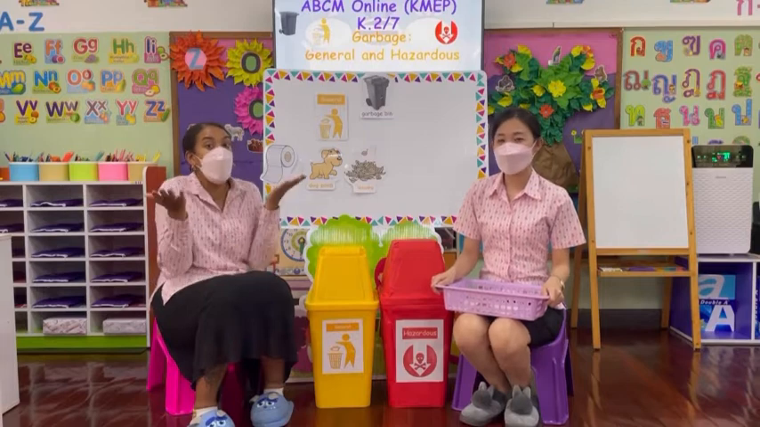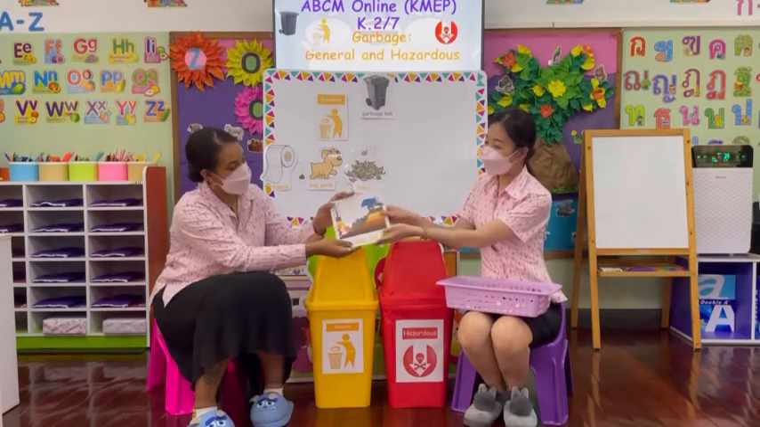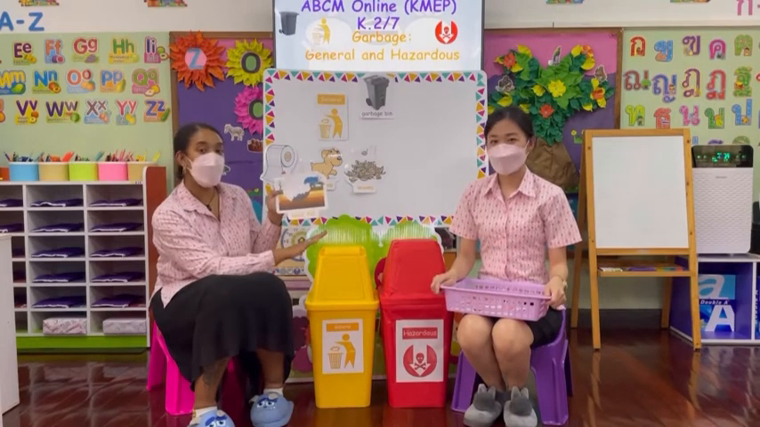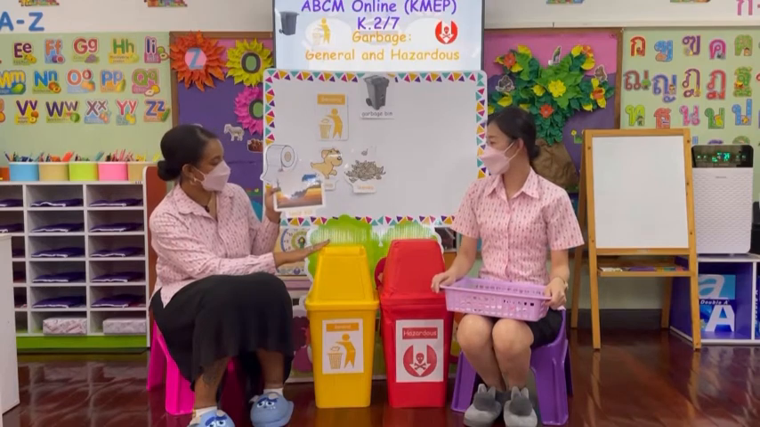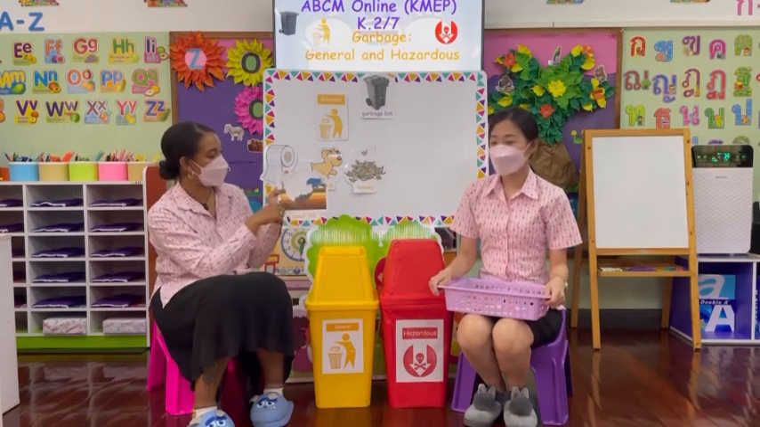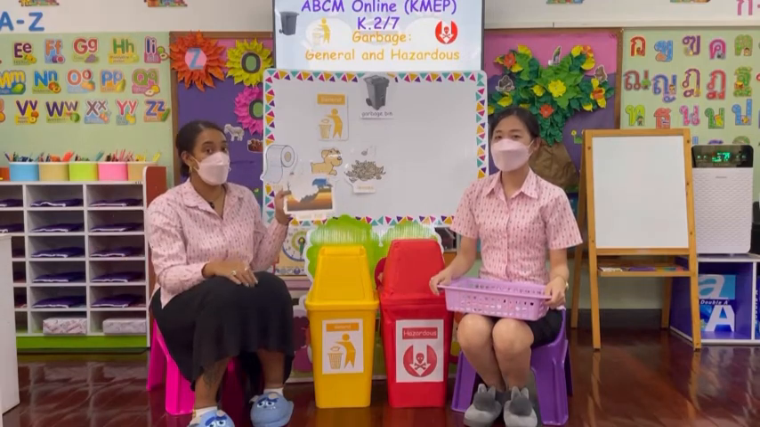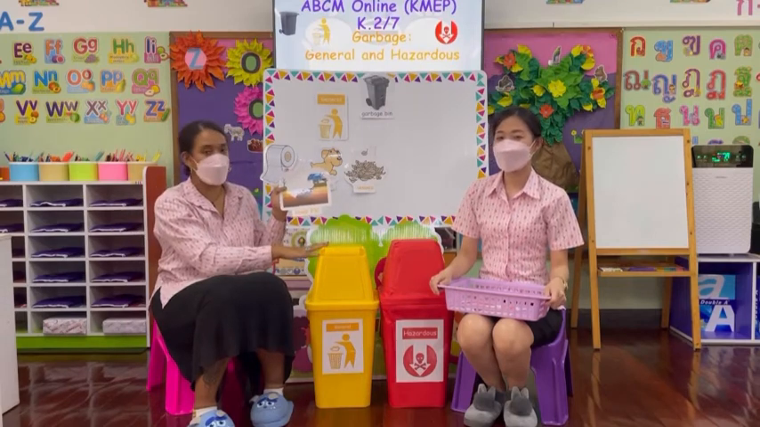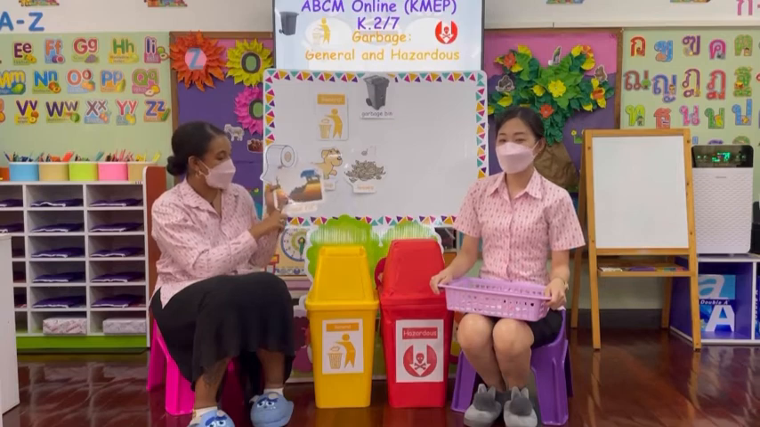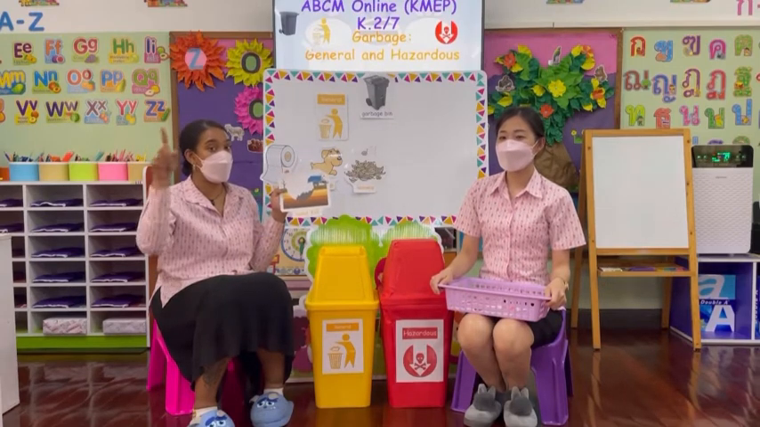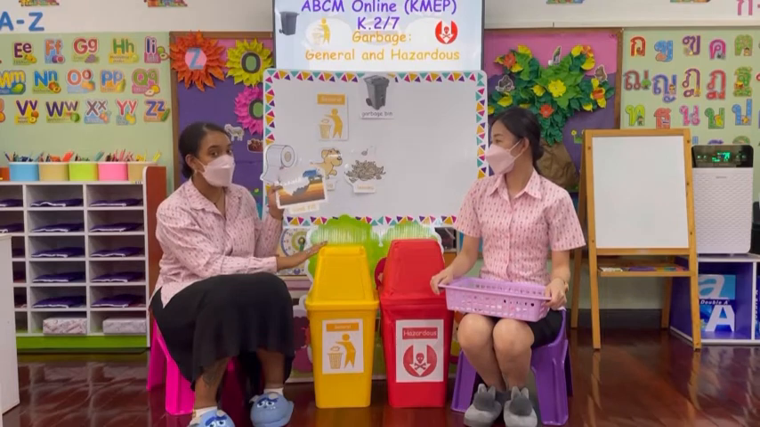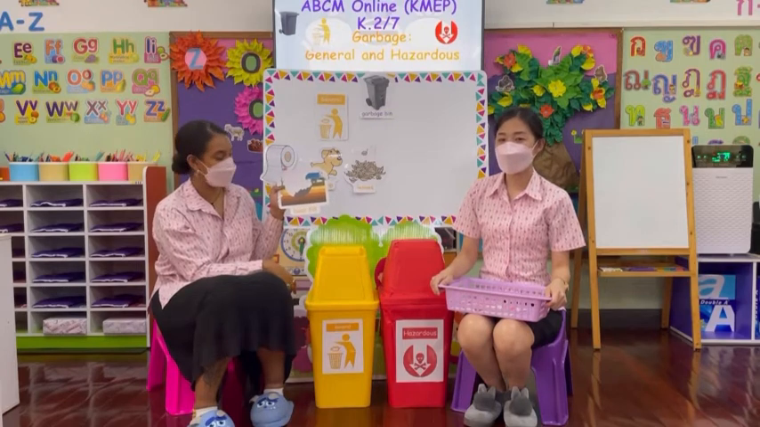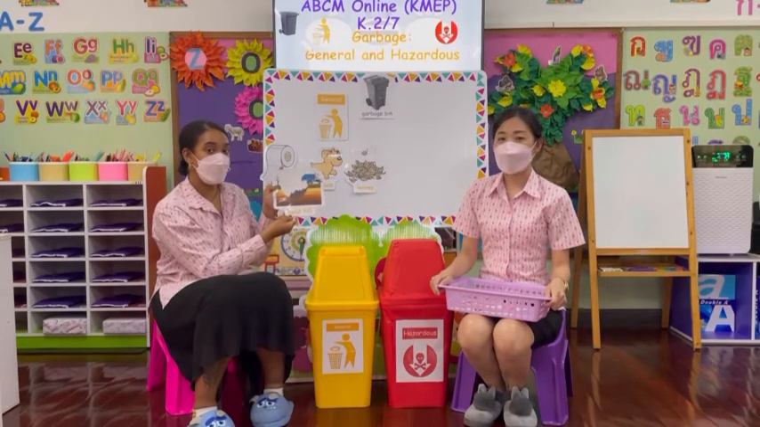Now we're going to see where it goes. Here we have a landfill. This is where all our general waste goes. A landfill is a very, very big hole made in the earth. We put in all of the general garbage that we cannot use again and we bury it. Landfills are very bad for our earth. So if we can use less general garbage, the better, because we do not want to be making lots and lots of landfills.